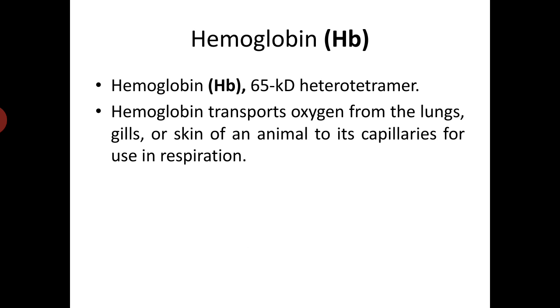So hemoglobin is basically a heterotetramer. It contains four polypeptide chains, and each chain contains a heme. In each protein there is a prosthetic group known as heme, and each heme is capable of binding with oxygen. Since it contains four such heme groups, one hemoglobin is capable of transporting four oxygen molecules.